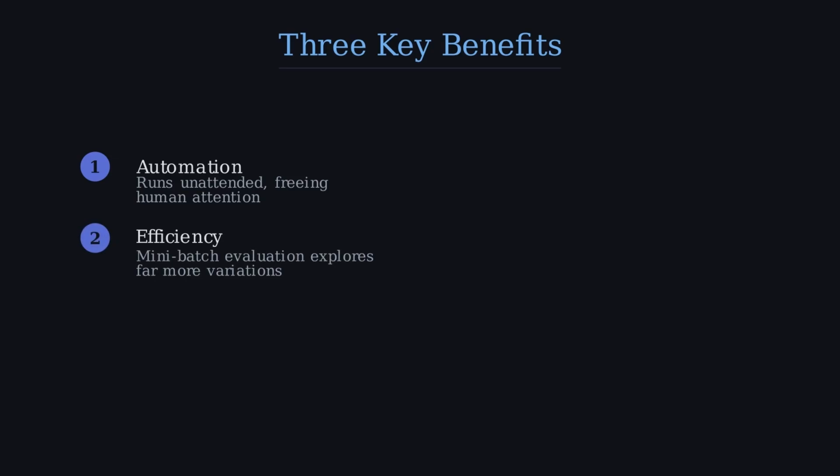Three benefits really stand out. First, automation. GEPA runs completely unattended, freeing your time for higher-level work. Second, efficiency. Mini-batch and subsample evaluation lets you explore far more variations than testing everything on the full dataset every time. And third, fresh perspective. The LLM proposer analyzes all failures together without anchoring bias from previous attempts.